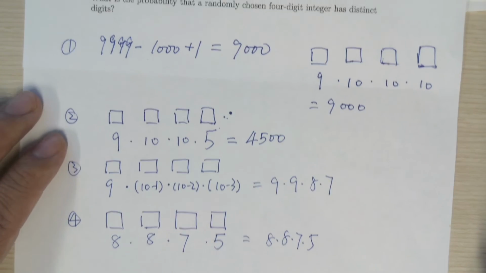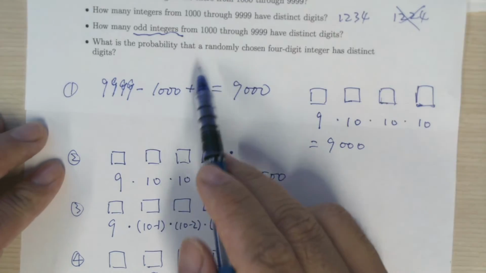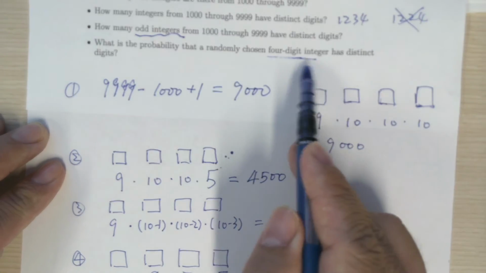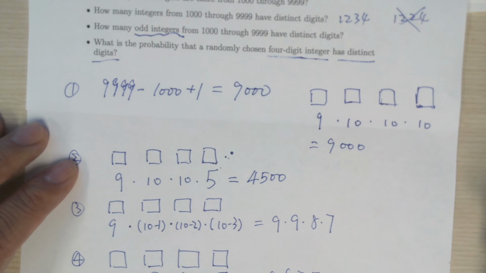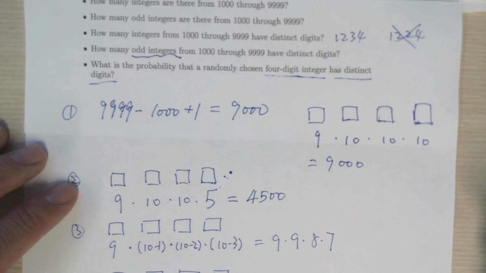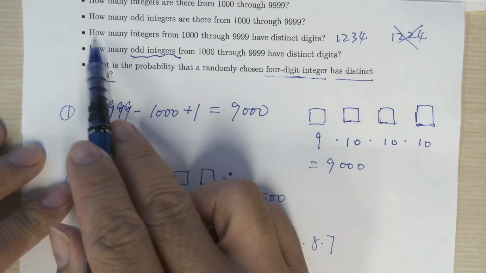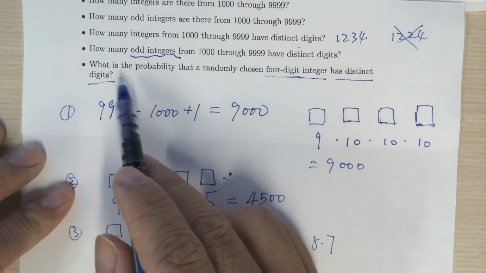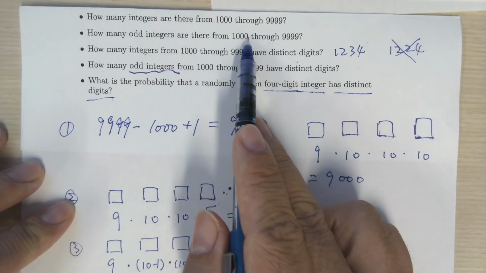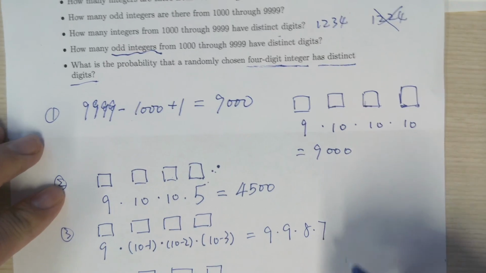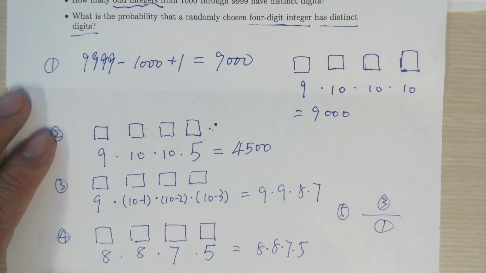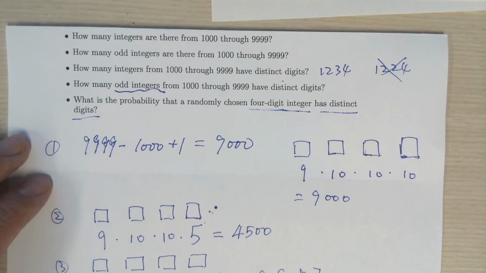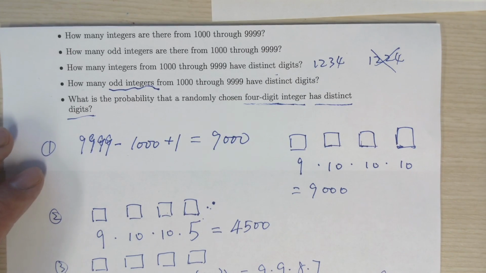Okay, and then lastly, what is the probability that a randomly chosen 4-digit integer has distinct digits? Well, basically you're going to use the result from part 3, right? And then divide it by the result of the first part. So number 5 is using the result of 3 over the result of 1. Okay, so this is the problem. Hope you enjoy this. Thanks.